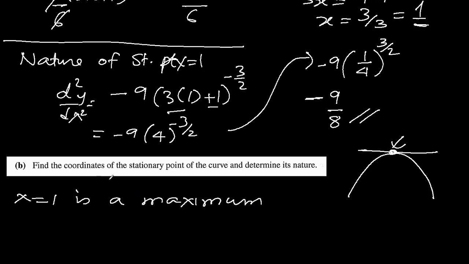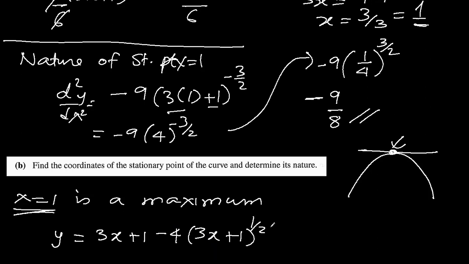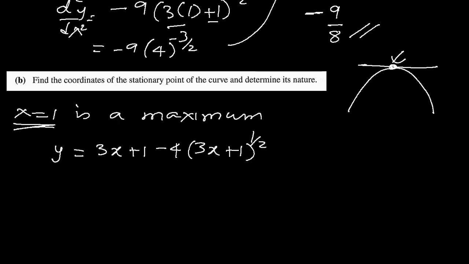Right? Now, they're saying determine its nature and the coordinates of the stationary point. We know only the x coordinate. So to find the y coordinate, we'll take the help of the main equation. What is the main equation? The equation was y equal to 3x plus 1 minus 4, 3x plus 1 to the power half. So we'll substitute x equal to 1 into this and we'll get the full coordinates, y as well.